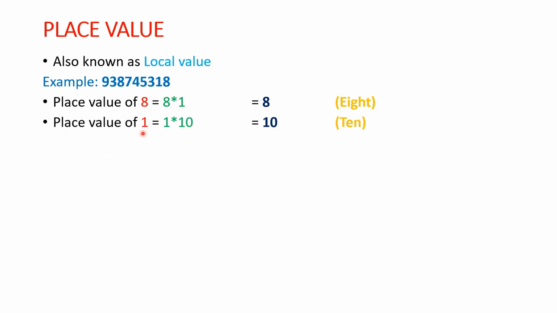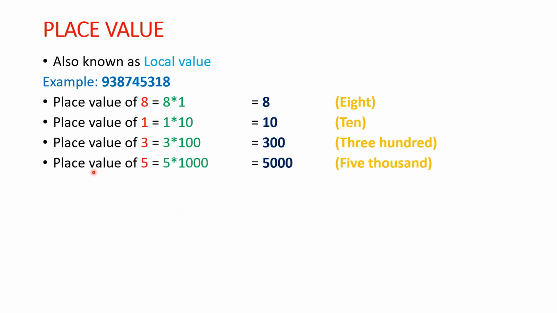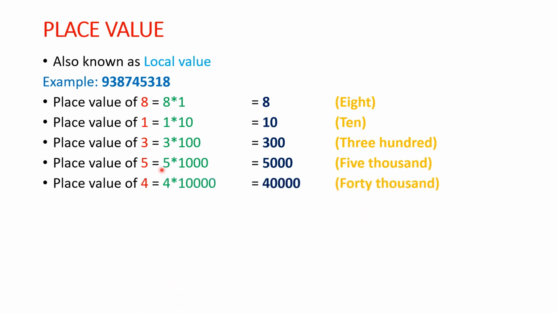Similarly, the place value of 1 is 10 because 1 is in the place of tens and we are multiplying 1 by 10 which gives 10 as an answer. So here the place value of 1 is 10. And similarly, the place value of 3 is 300 because 3 is in the place of hundreds and place value of 5 is 5000 because 5 is in the place of 1000. So we are multiplying 1000 by 5.